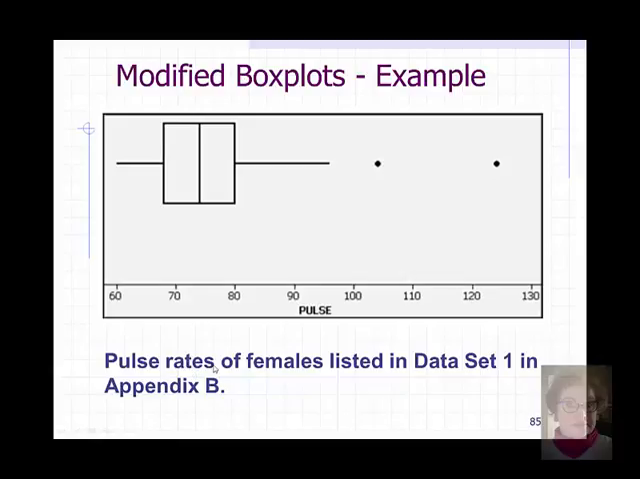So here is a modified box plot. It has to do with pulse rates of females in the data set, and you can see that we have two individuals, this one at about 105 beats per minute, this one at about 125 beats per minute, that were more than 1.5 times the distance from our quartile 1 to our quartile 3.